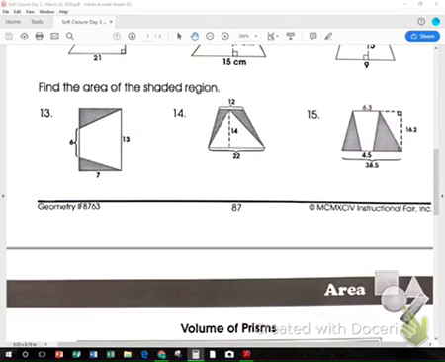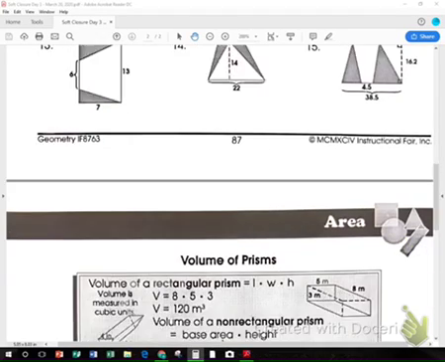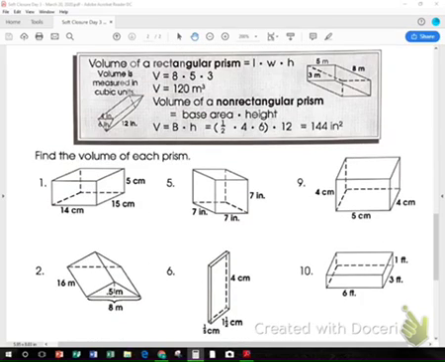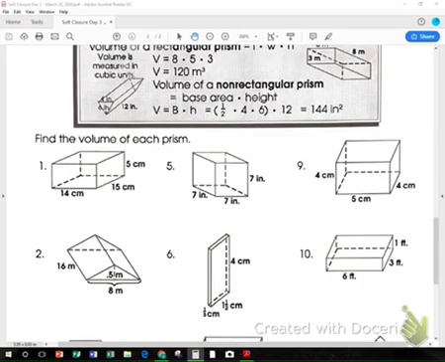Finding volumes. Volumes of prisms. This is not that hard, okay? Here's the formula right here. To find the volume of a prism, you take big B, which is the area of the base, and multiply it by the height. Area of the base times the height.